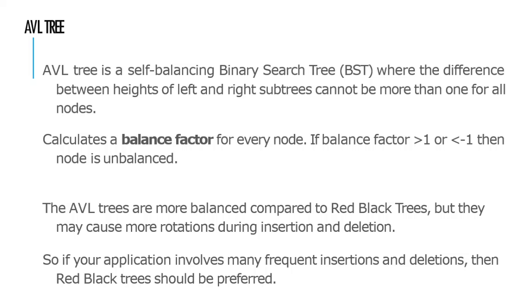While AVL is a self-balancing binary search tree (BST) where the difference between heights of left and right subtrees cannot be more than 1 for all nodes. It calculates the balance factor for every node. As I said before, this is the range where we go: 1, 0, -1, but of course we take only the absolute value of it. If you go greater than 1 or less than -1, the node now becomes unbalanced.